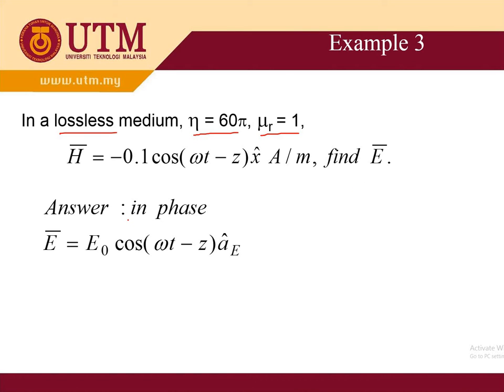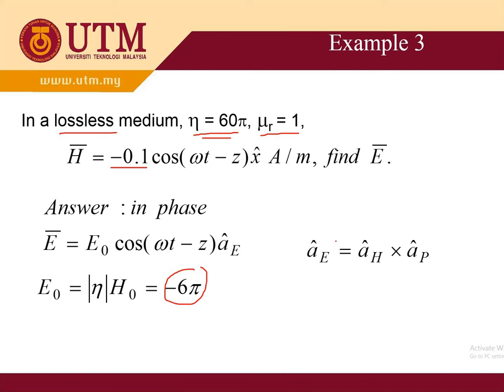Okay, so they are in phase. You just need to do the substitution, E naught cos(omega t minus z). They are the same, just in phase, but a few modifications need to be done. E naught equals the magnitude of the intrinsic impedance times H naught, where H naught is negative 0.1 times 60 pi ohm.